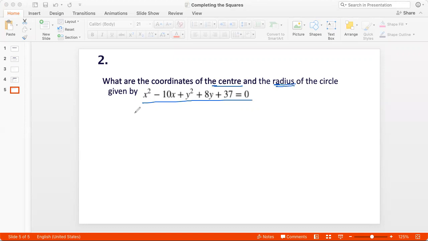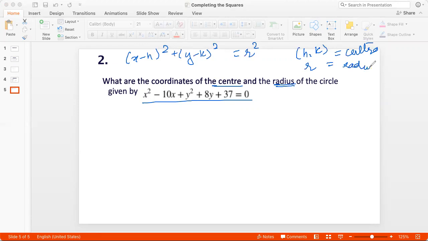So we will complete the squares in this equation, convert it into the standard form, x minus h whole squared plus y minus k whole squared is r squared. And from that, the center will come to h comma k and the radius will be r. So we have x squared minus 10x plus y squared plus 8y plus 37 is 0. Now, again, we focus on these two points.